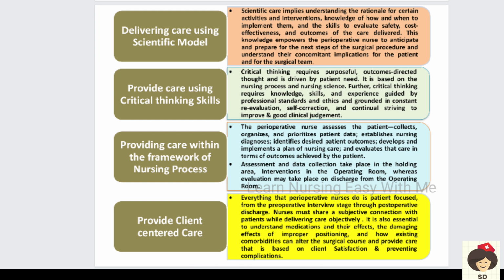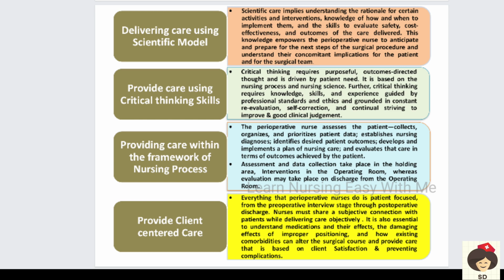And next is delivering care using a scientific model. Scientific means they must have reasons. So whenever perioperative nurses provide care, they have to use rationale. When we do an intervention, we should ask why I am doing it, how to implement it, and whether it is safe for the patient. We have to identify everything and then do it only if it is effective for the patient and has a good outcome. This knowledge will empower the perioperative nurse to prepare for the next surgical procedure, and also understand the subsequent implications for the patient and the surgical team.